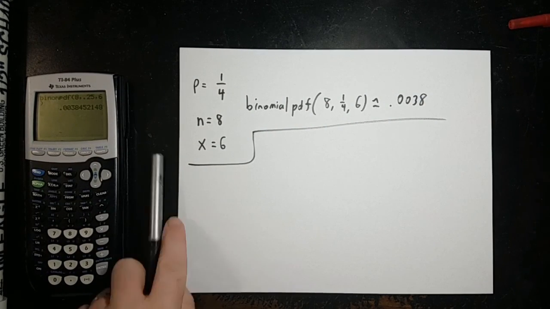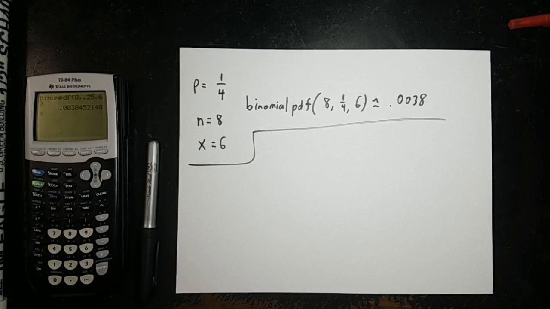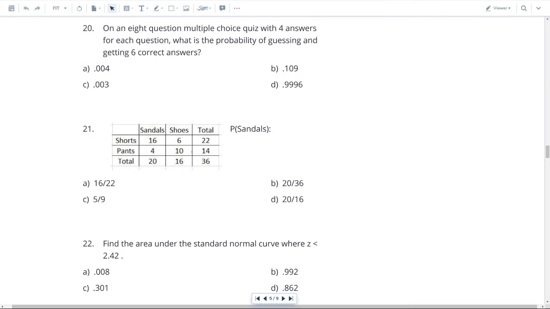Let's look at number 21. Number 21 comes with a visual, and they want to know what is the probability of sandals. There are no given statements, there's no and, there's no or, which of course we will review at a future date. But it looks like there are 20 sandals out of 36, so if I do 20 divided by 36, that's 0.5 repeating.